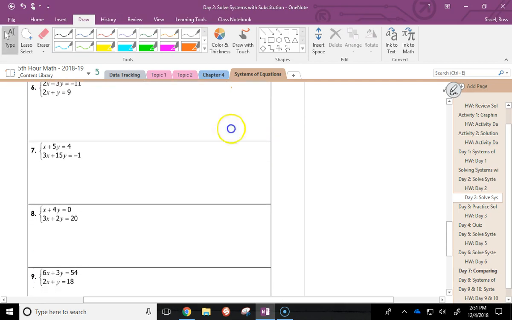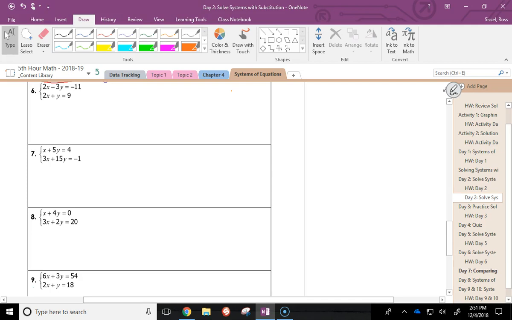Number 6. Remember, if you have any questions on these, pause, back it up. I know I'm going quick, but you can pause and catch up any time.